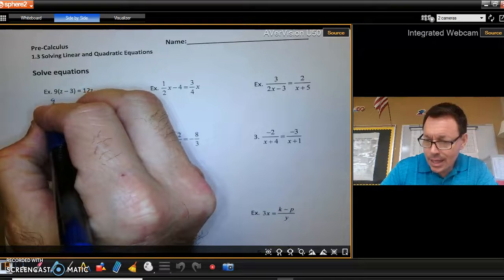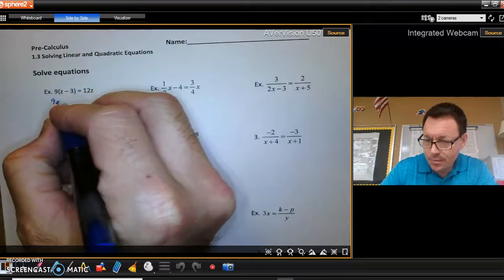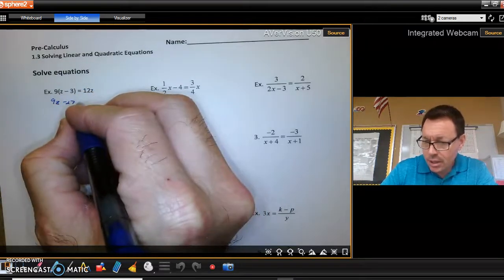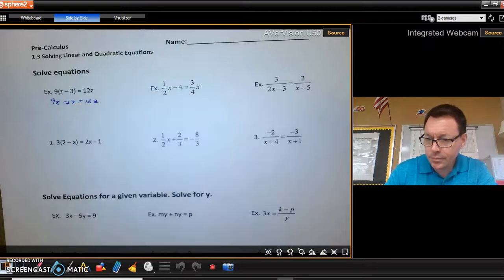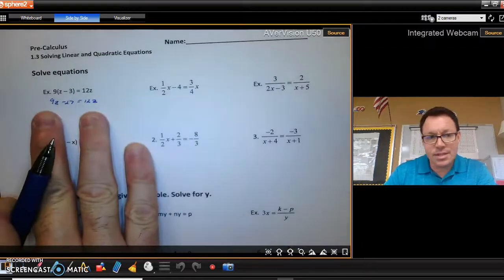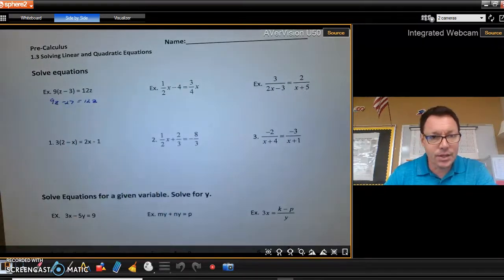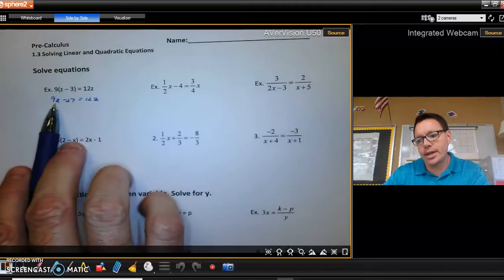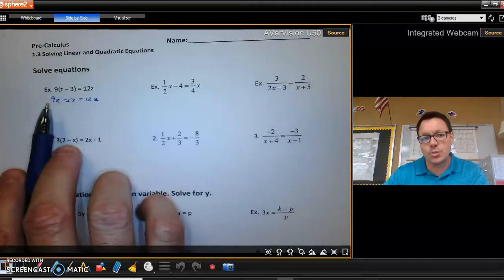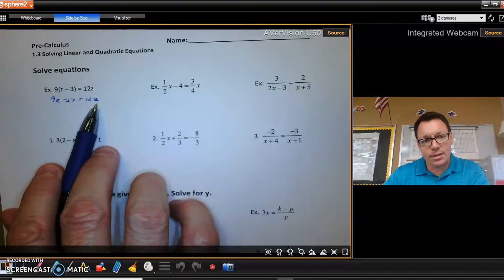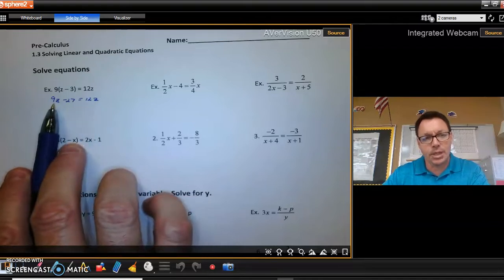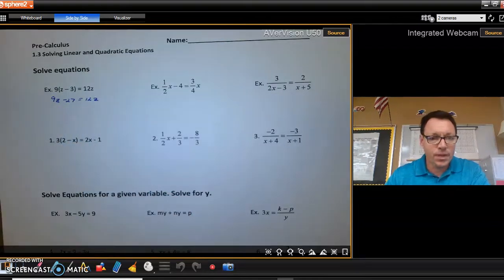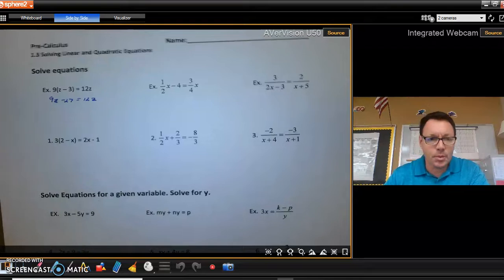So 9z minus 27 equals 12z. Then we want to get the z's on the same side, get our variables together. Doesn't matter if you move your variables to the left or to the right, you still get the same answer. I usually like to, if I have two variables, I always get rid of the smaller one. If I subtract the 12z to this side, I'm going to end up with a negative with my variable, and if I can avoid that, I'm going to avoid that.